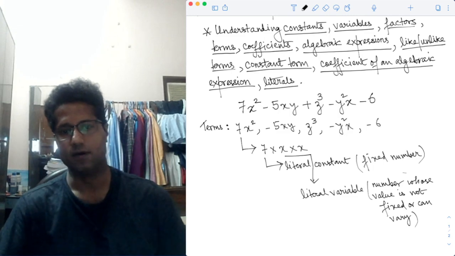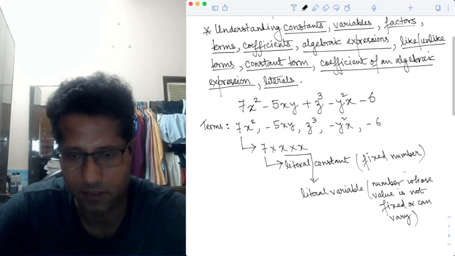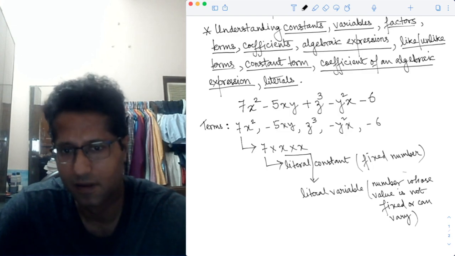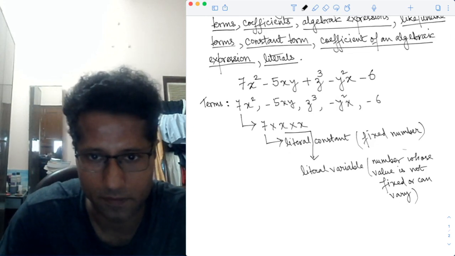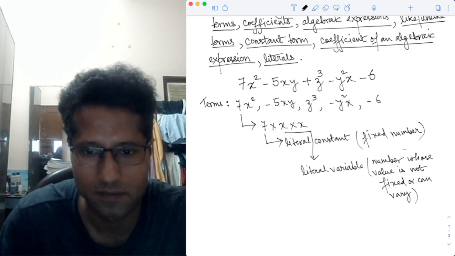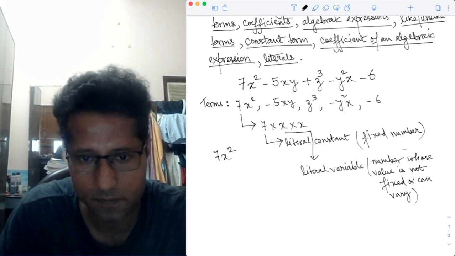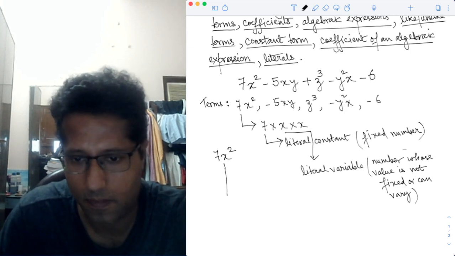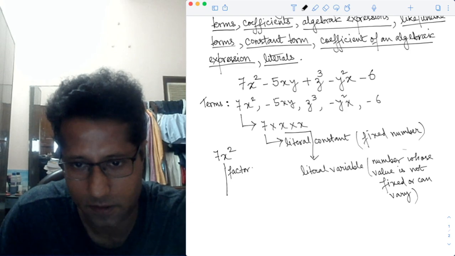Okay, so our term you can see is 7 into x into x. The term 7x square is nothing but 7 multiplied by x multiplied by x, but we write it as 7x square. Now, what are the factors of 7x square? Let's try to understand the factors of x. What are the factors of x?